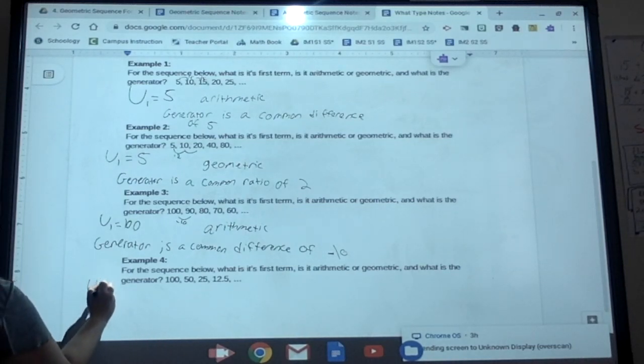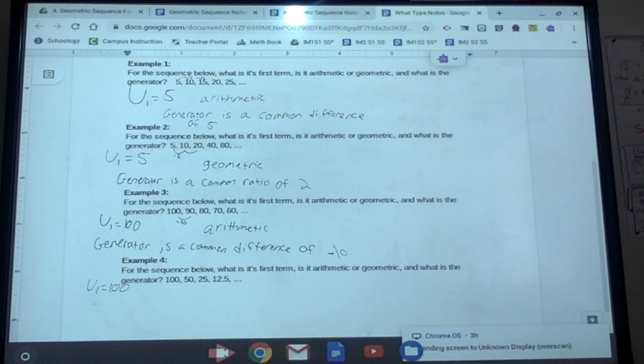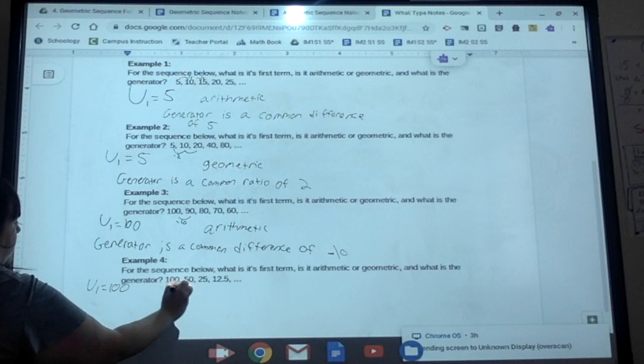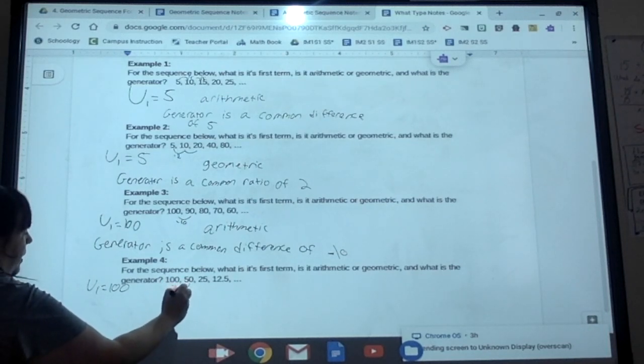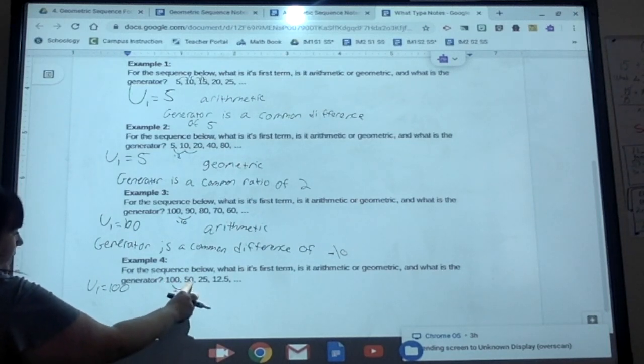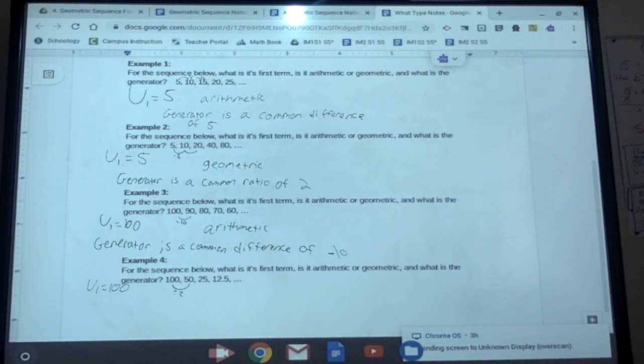And finally, for sequence 4, it also starts with 100. So u sub 1 is 100. However, let's see if it's arithmetic or geometric. From 100 to 50, you'd have to minus 50. If I minus 50 again, that's not 25. So you're not subtracting. Let's try dividing. 100 divided by 2 is 50. If I divide that by 2, that is 25. And if I do it by 2 again, it is 12.5. So I'm dividing by 2, which makes it geometric.